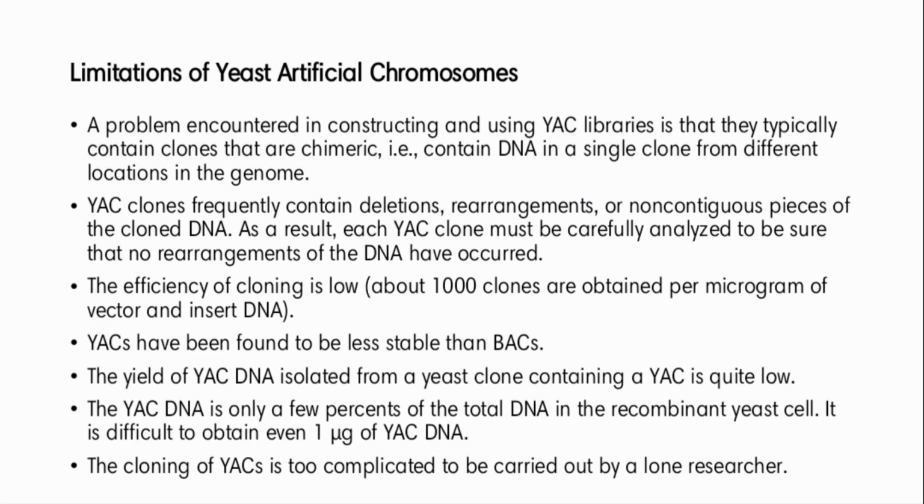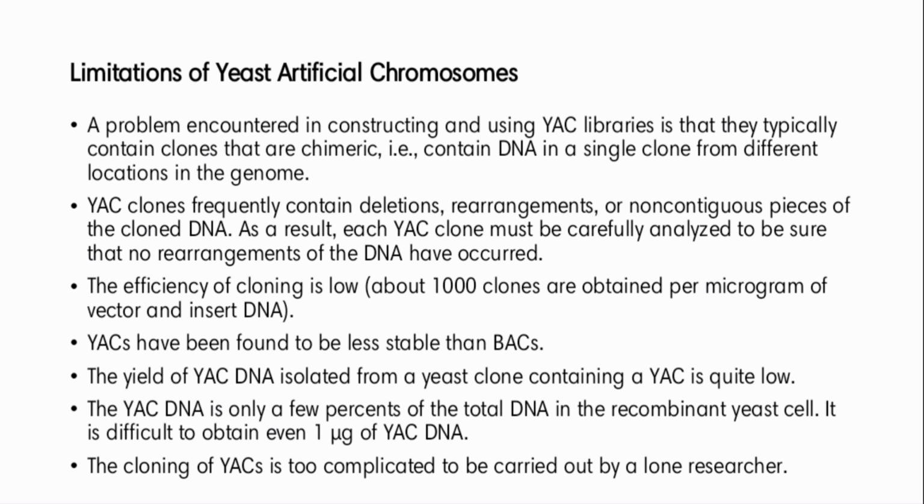What are the limitations of yeast artificial chromosomes? A problem encountered in constructing and using YAC libraries is that they typically contain clones that are chimeric, that is, they contain DNA in a single clone from different locations in the genome. YAC clones frequently contain deletions, rearrangements, or non-contiguous pieces of the cloned DNA. As a result, each YAC clone must be carefully analyzed to be sure that no rearrangement of the DNA has occurred. So the efficiency of cloning is low. It is about 1000 clones obtained per microgram of vector and insert DNA.